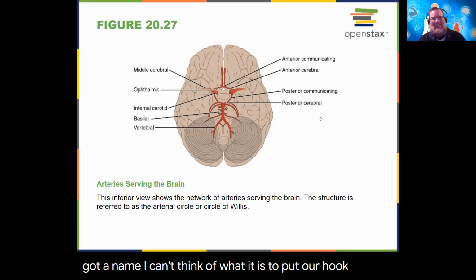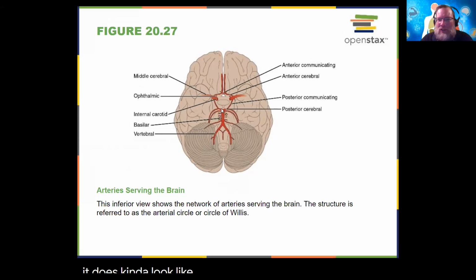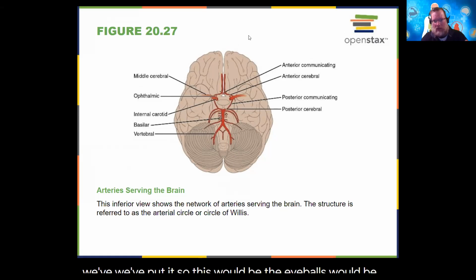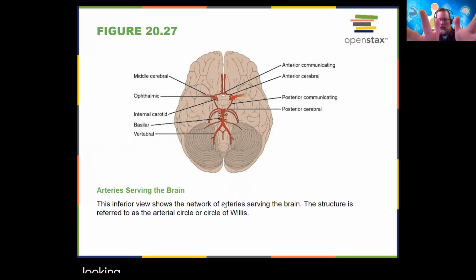Or it does kind of look like this would be a worm's eye view. This would be an inferior view. So this would be looking inferiorly. We've taken the brain out, so the eyeballs would be out front. This is going to be like the olfactory area, and then this is the cerebellum back here, and then this is the brain stem here. So we're looking under, up that way.